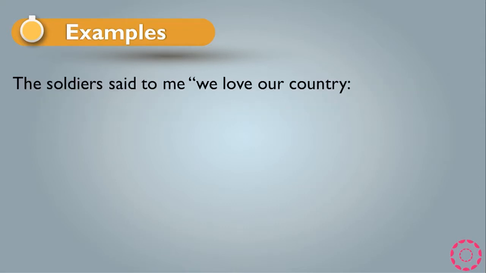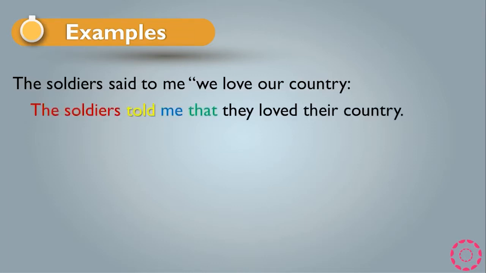Another example, the soldiers said to me, we love our country. It became the soldiers told me that they loved their country. As you see, the soldiers, which is the speaker, told me, we have object me, and that, which is the rule, we change we to they, and this is the present simple, became past simple, love became loved, our became their, and we will rewrite the country as itself. So it became, the soldiers told me that they loved their country.